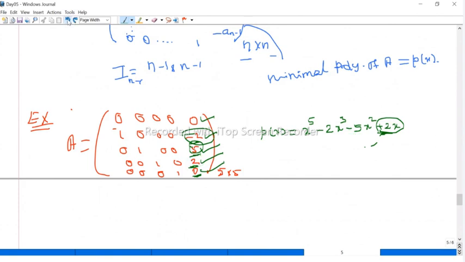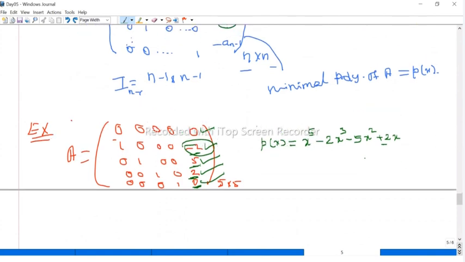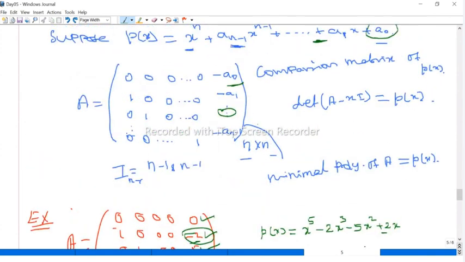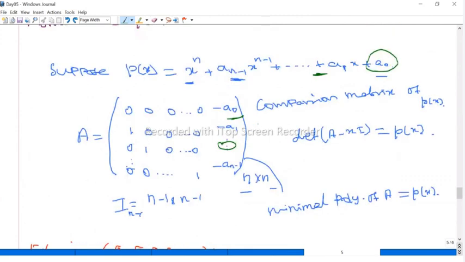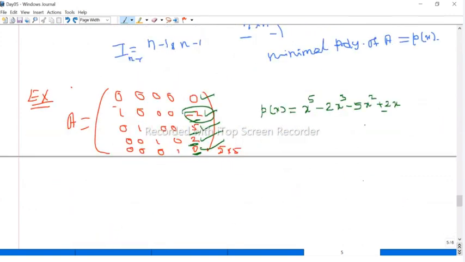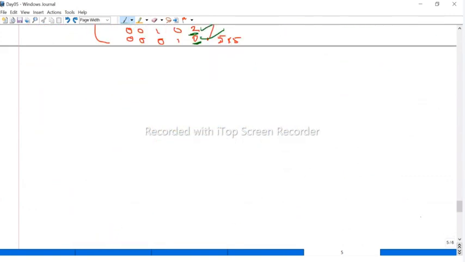Okay. Therefore, if you look at the matrix, it is of companion matrix form, so we can easily write the polynomial. This P of x is the characteristic polynomial as well as the minimal polynomial of this matrix A. Okay, this is a special type of matrices. Maybe sometimes they will ask questions from this. This is a very important thing.